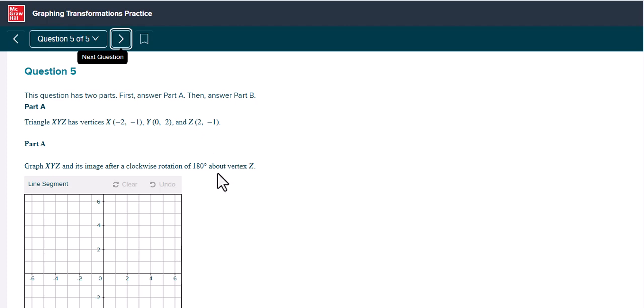So careful, it's not about the origin. It's about vertex Z. So that's a little bit trickier. But the nice thing about 180 rotations is that instead of going up, you'll go down. Instead of going right, you'll go left. So that's the nice thing about 180. You'll just go complete opposite directions for both the right and the left and the up and down. So that's kind of nice. So not about the origin for number 5. It's about vertex Z.